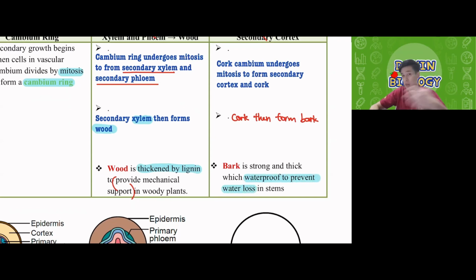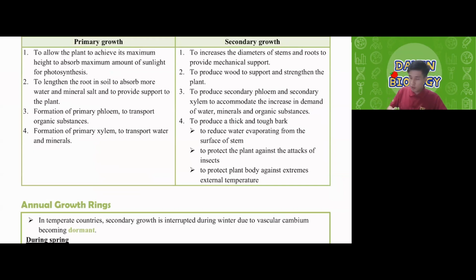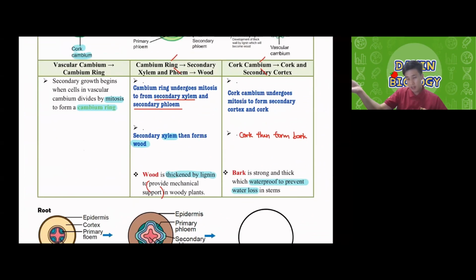So this is thick. Now, other than prevent water loss, okay, once you finish copying already, right? The next page also going to briefly explain other functions regarding the bark. So this is very strong, very thick, especially. It doesn't just prevent water loss. You see here also, it also can protect against insect invasion, insect from biting it, and also protect it against external temperature. Like if it's too cold or too hot, this thing can protect it. That's simple. Okay, and done.